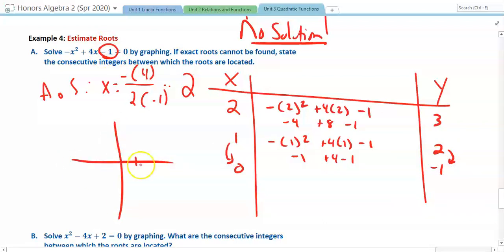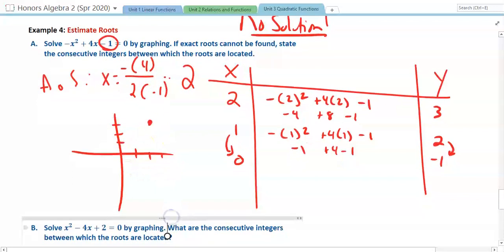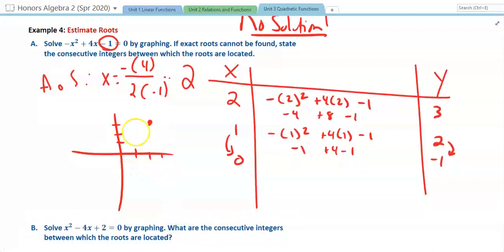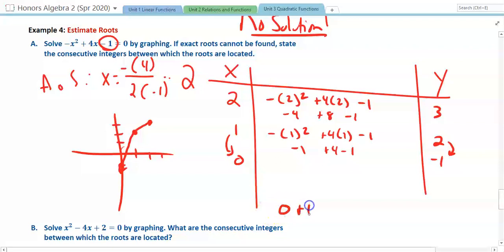So if we're talking on our graph here, 1, 2, 3, right? We were at 2, 3, 1, 2, 3. And then 1, 2. And then my next point was at 0, -1. So somewhere in here, it crosses the x-axis. So the consecutive integers it crosses between are 0 and 1. So my crossing is between 0 and 1.